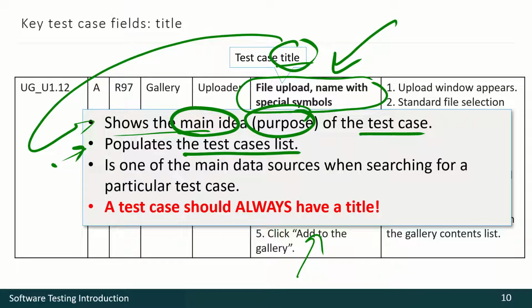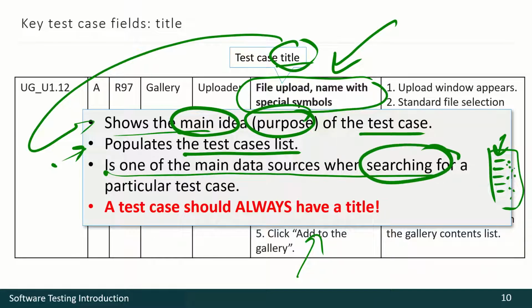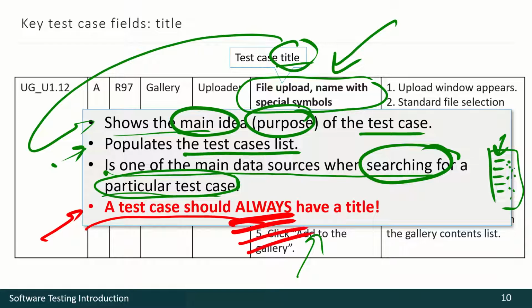Usually when we have a list of test cases, we only see titles and maybe some dates, something like that here, but we usually do not see test case bodies there, and it is one of the main data sources we use when searching for a particular test case, so it's important. As you can see, a test case should always have a title. There may be a single test case without a title.